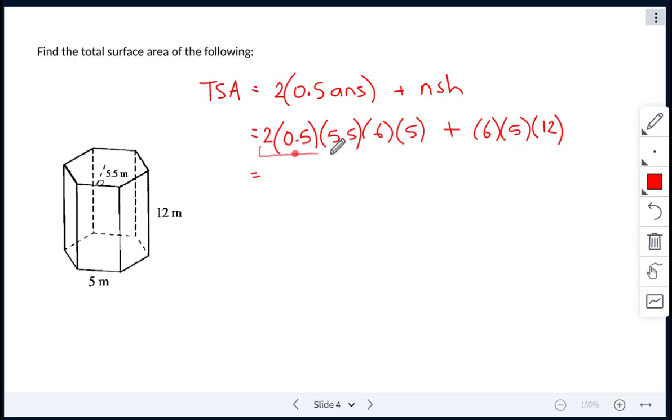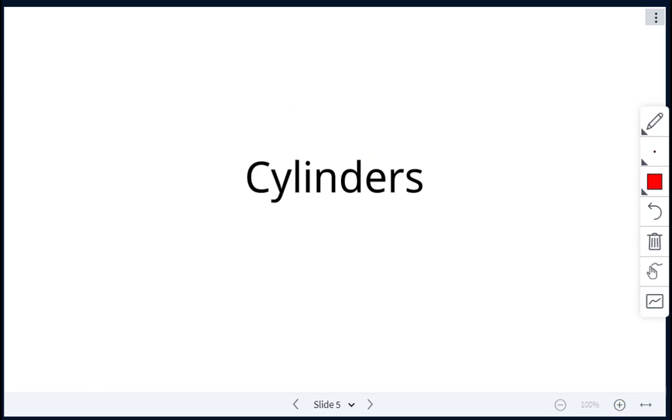Okay, so we'll multiply this. That gives me 165, and then we'll multiply this. That was 360. Add that up, and we get 525 meters squared. All right, that is the total surface area of this prism. Okay, so next we are looking at cylinders.